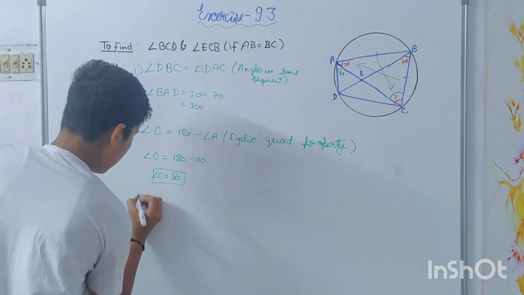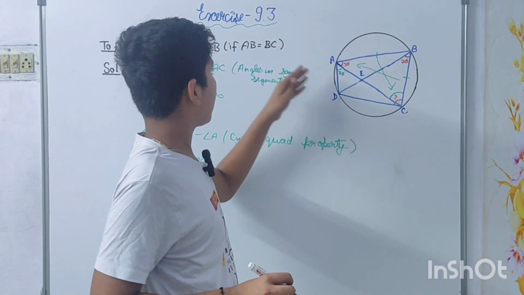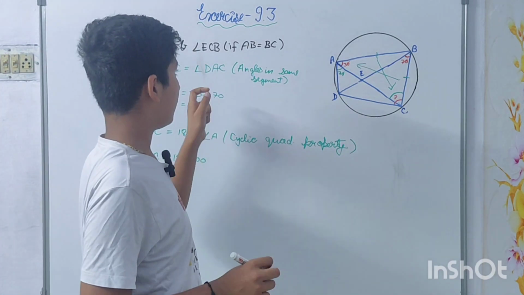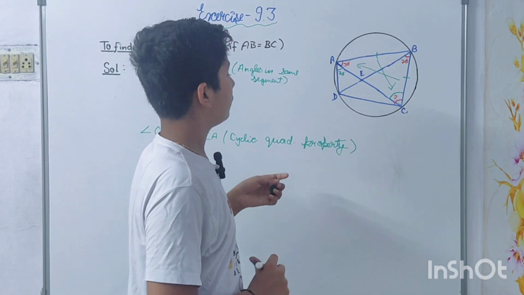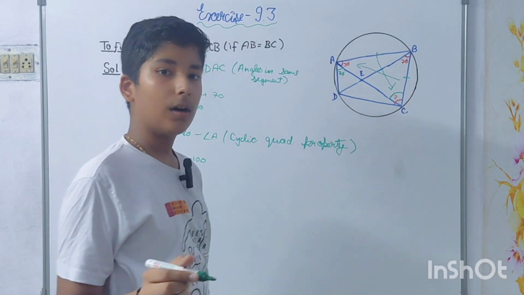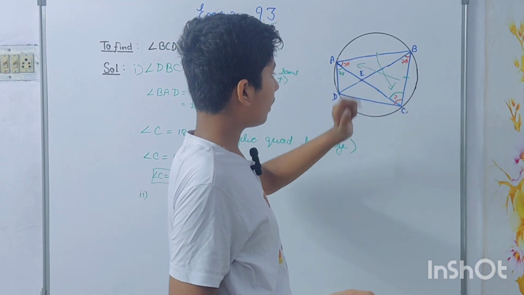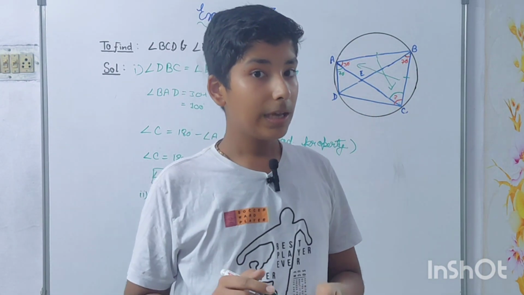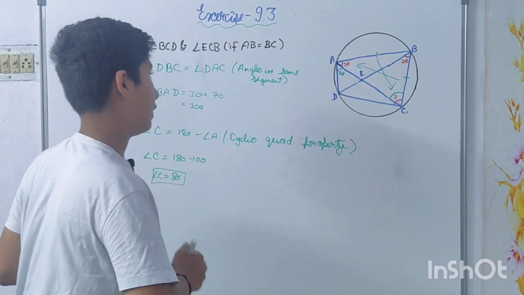Now we'll come to the second part. In the second part, we have to find angle ECB. It is given that these two sides are equal. Since these two sides are equal, we can say these two angles would also be equal. Why? Because of the property that equal sides have equal angles opposite to them.